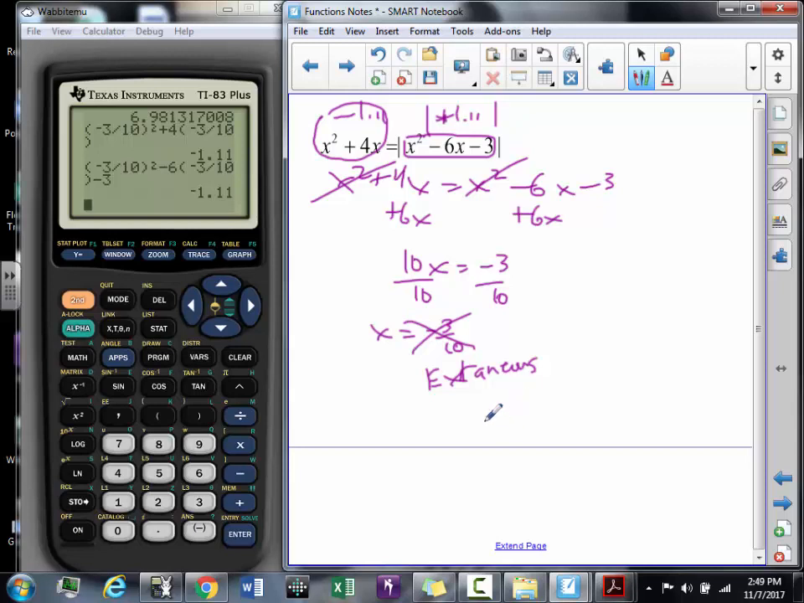Okay, well you might think, well maybe there's no answers. But here's what we've missed. We've only done one of the two cases. What if we tried the other version?